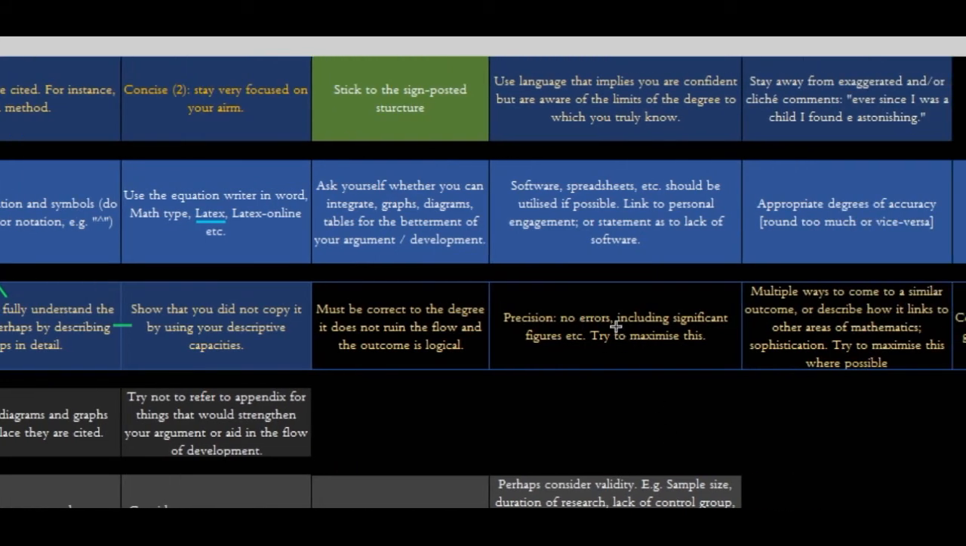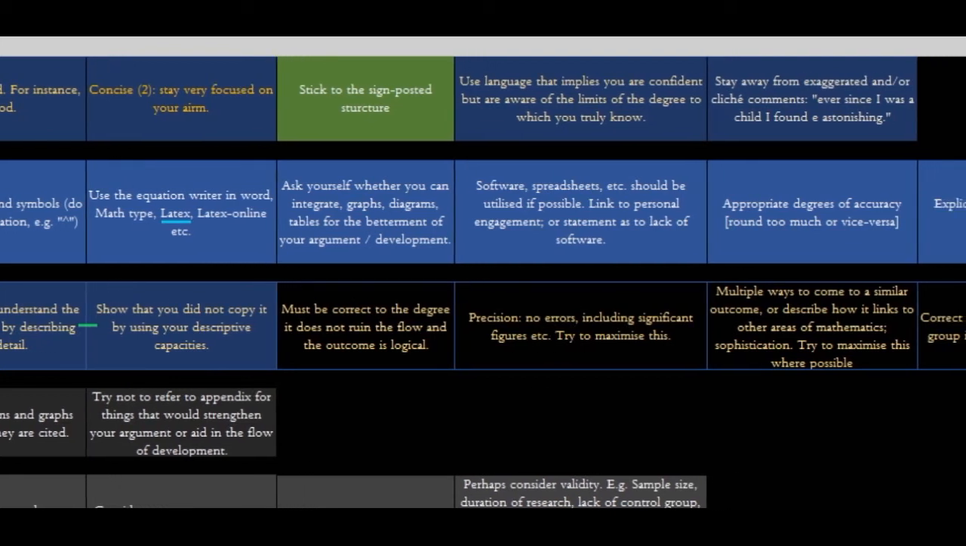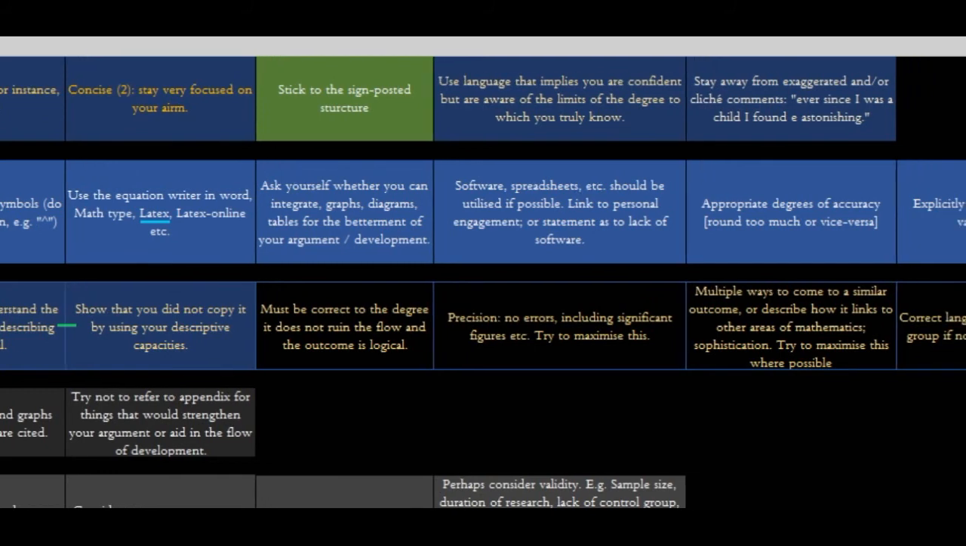Precision. This means no error, including significant figures, etc. Try to maximize this. I'm aware that IB consider that you can utilize friends and others to look at your work, to read over certain things, to discuss things, and perhaps therefore you can notice if there are any errors. If the errors decrease, you increase your precision.